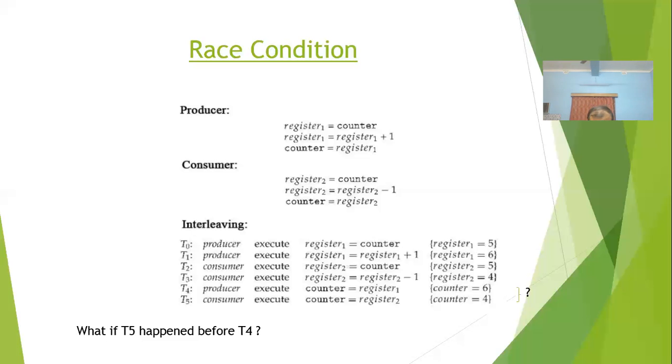So such a condition is called a race condition. Basically, in a race condition, several processes access and manipulate the same data concurrently, and the outcome of the execution depends on the particular order in which the access takes place. Now to avoid the race condition, we need some sort of process synchronization among the concurrent processes.